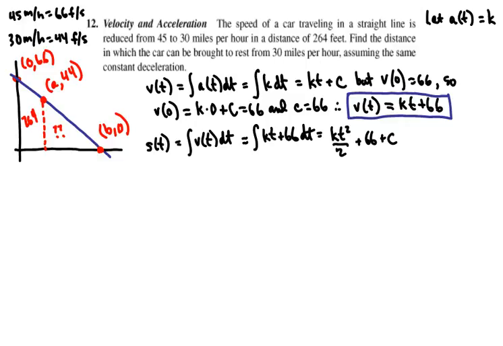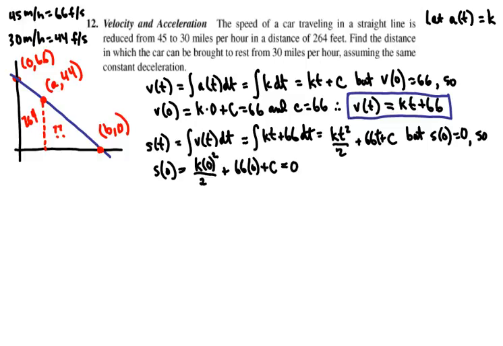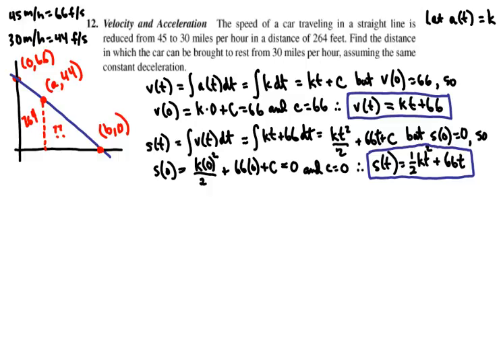So we're going to assume for purposes of this problem that at time t equals 0, the position is 0. So s of 0 is, going back to that previous formula, kt squared over 2 plus 66t plus c. So I've added that in there. And since plugging in time t equals 0 into that function should equal 0, therefore c has to equal 0. And we get that the position function is 1/2 kt squared plus 66t. And we have two formulas now.